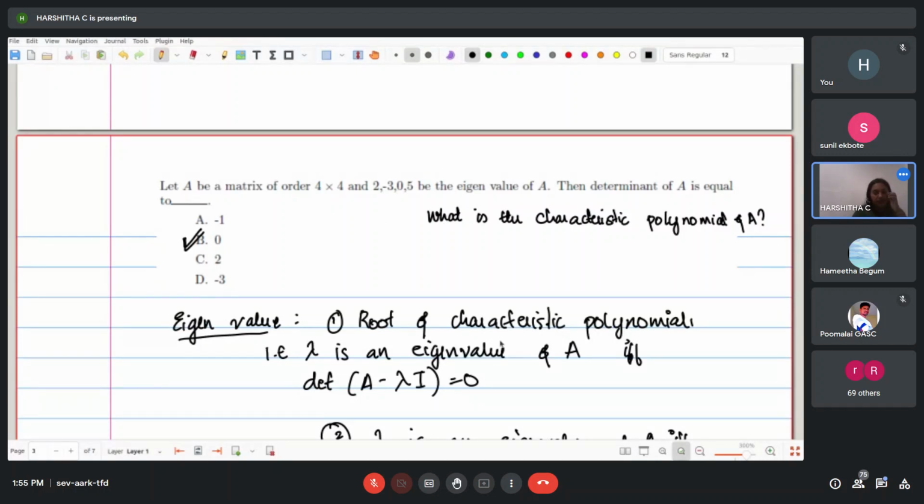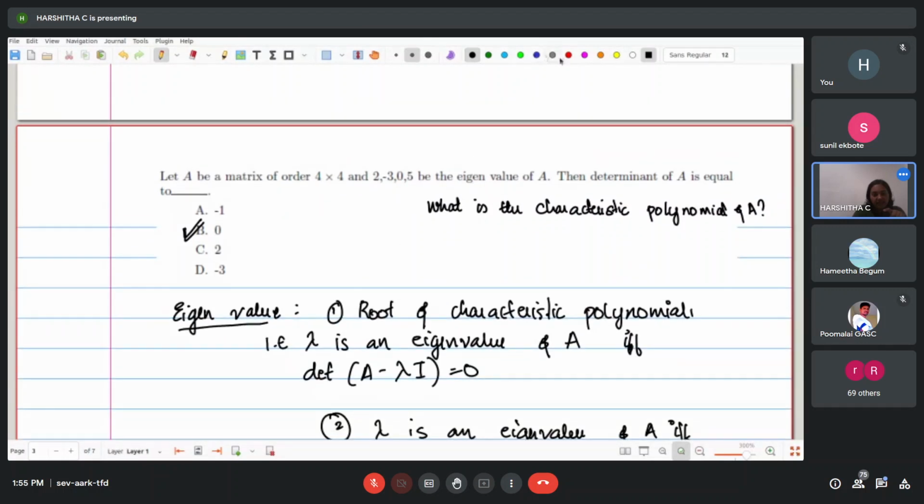So what is it that you know? The roots of the characteristic polynomial give you the eigenvalues, right? So you are given the roots. How do you get the polynomial? You know that it's a 4 cross 4 polynomial and you know that its roots are given by 2, minus 3, sorry. x minus 2 into x plus 3 into x minus 5 into x. The characteristic polynomial will be x minus 2 into x plus 3 into x minus 0 into x minus 5. Yeah.